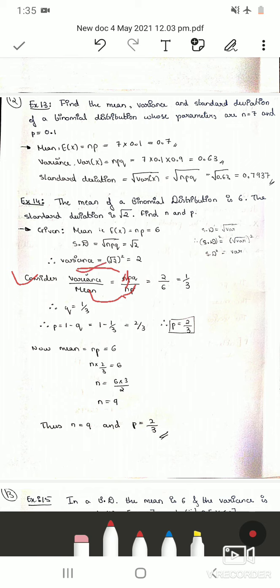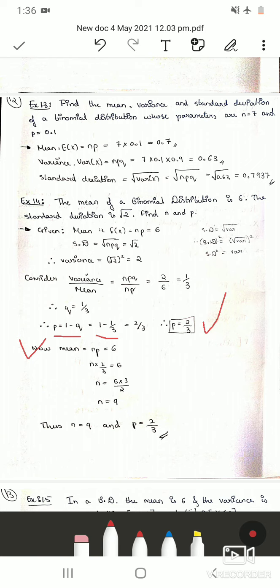So substitute the value for variance. For variance we got 2. For mean we have from the question 6. Therefore it is 1 by 3. Hence q is 1 by 3. So we can see that using variance and mean we can find out one unknown quantity, that is q, which is 1 by 3. Once you get q, then it is very easy to get p, because we know there is one formula, p is equal to 1 minus q. So substitute, therefore p will be 1 minus 1 by 3, which is 2 by 3. Therefore we have found one parameter, that is p is equal to 2 by 3.